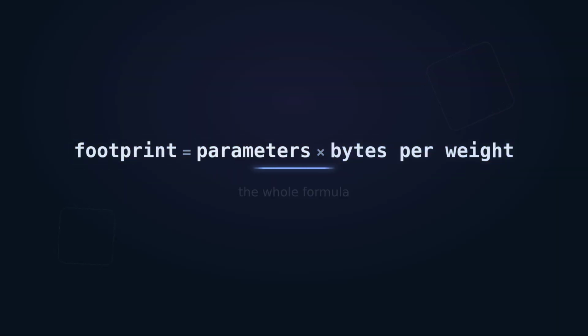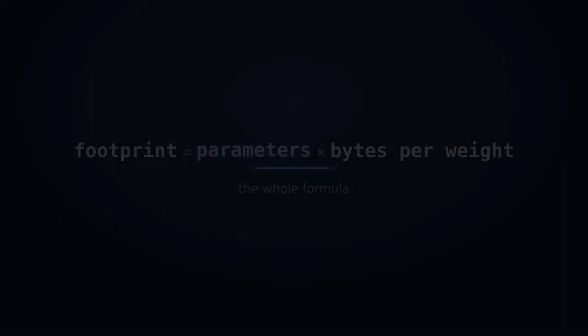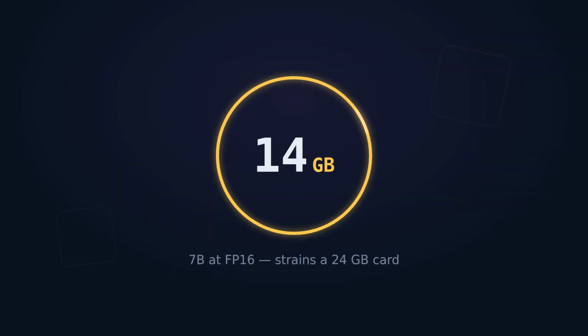The math is almost embarrassingly simple. Take the number of parameters, multiply by the bytes you spend on each one. That's it. At full precision, every weight costs 4 bytes. Half precision, the common default, cuts that to 2. So a 7 billion parameter model at half precision lands around 14 gigabytes. Already enough to strain a 24 gigabyte graphics card, once you add room for the running context.